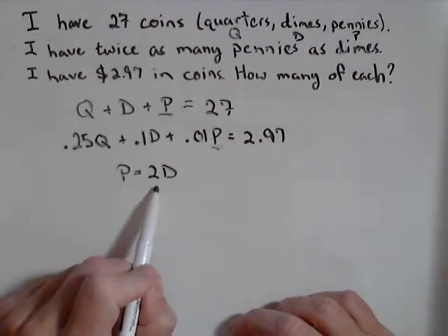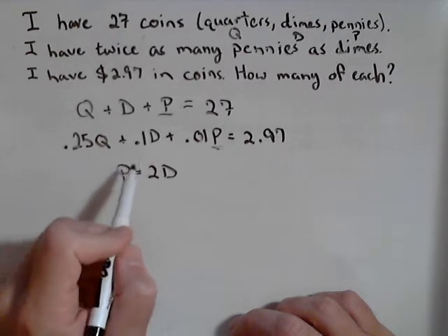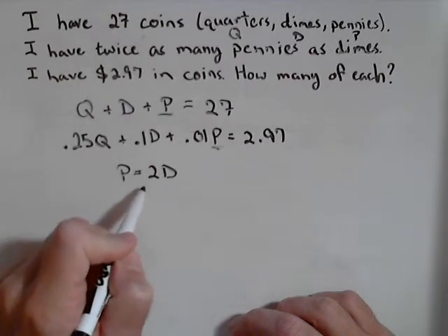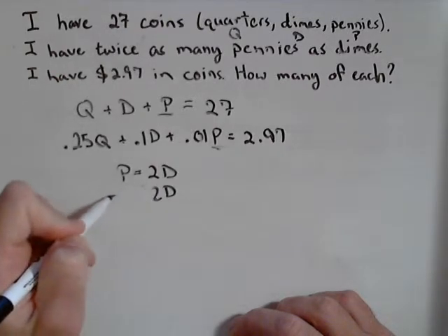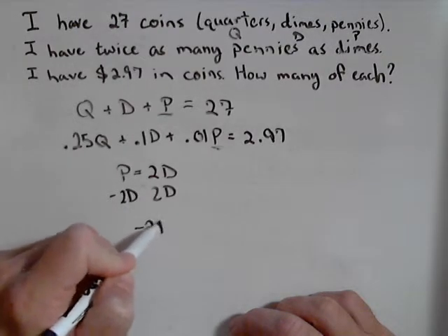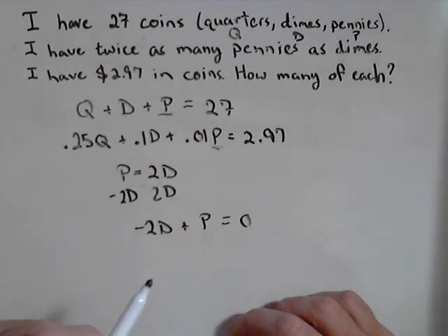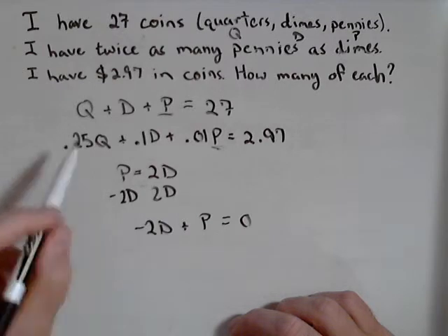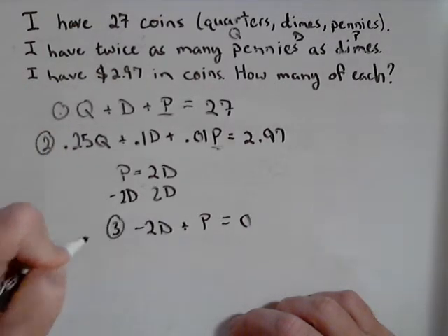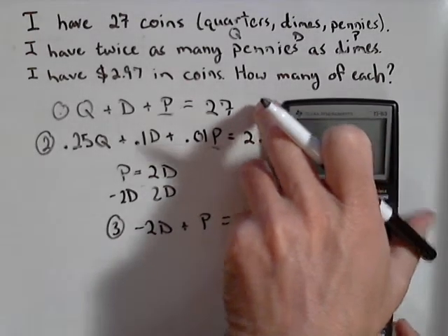What I'll need to do is rewrite this so that it looks like an equation with P and D on the same side. So what I'll do is subtract 2D off of both sides, and that gives me negative 2D plus P equals 0. And now I have my third equation. So this is going to be 1, 2, 3 that I'll enter into my calculator.